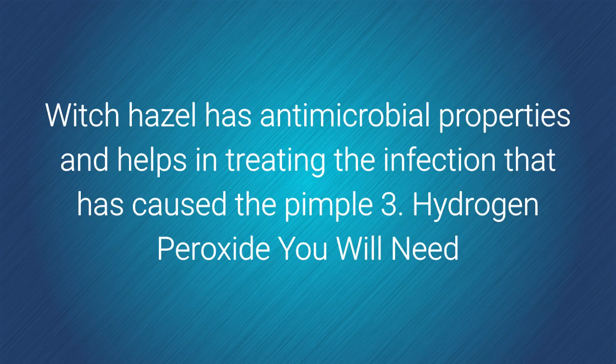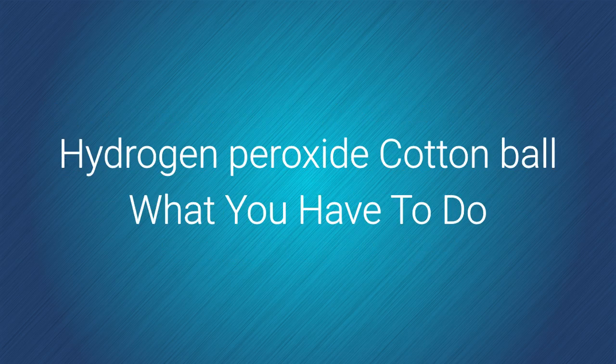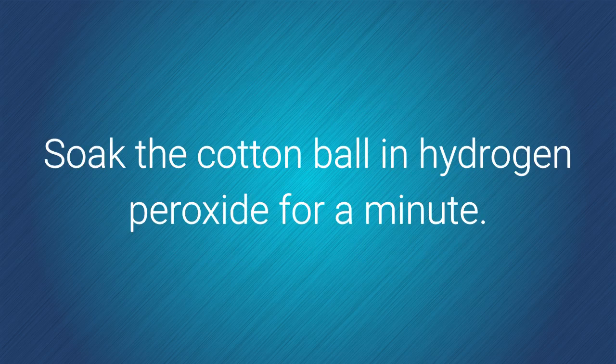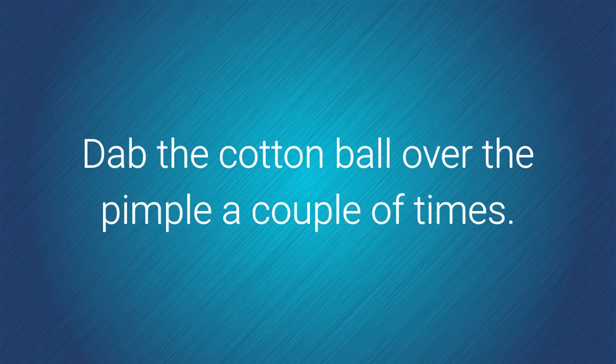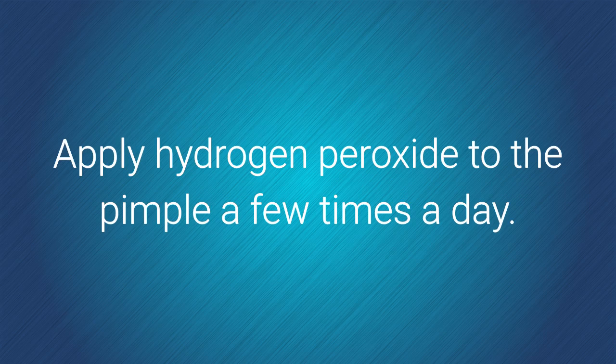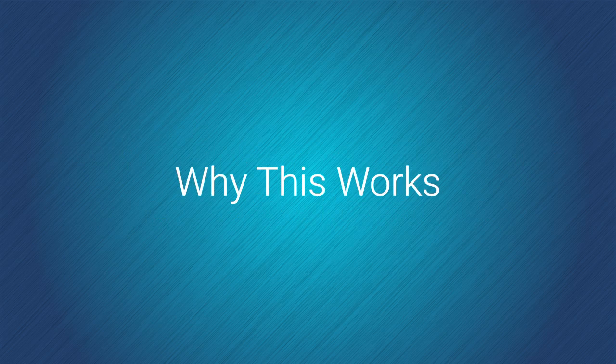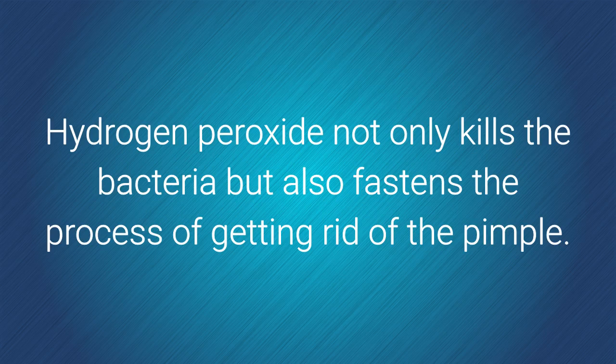3. Hydrogen peroxide. You will need hydrogen peroxide and a cotton ball. What you have to do: soak the cotton ball in hydrogen peroxide for a minute. Remove and squeeze out the excess solution. Dab the cotton ball over the pimple a couple of times. When you need to do this: apply hydrogen peroxide to the pimple a few times a day. Why this works: hydrogen peroxide not only kills the bacteria but also hastens the process of getting rid of the pimple.